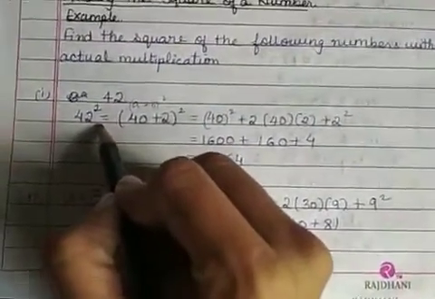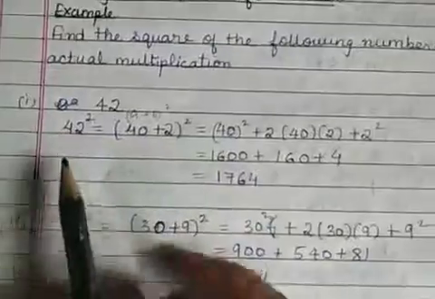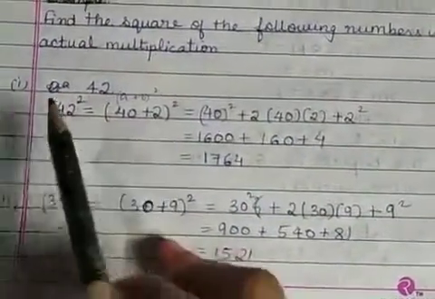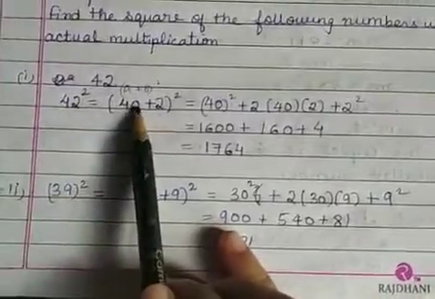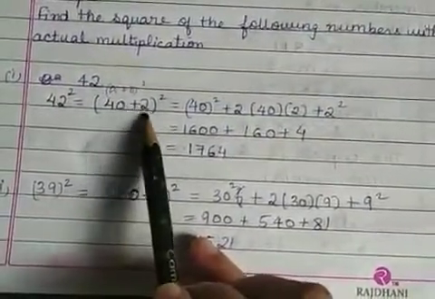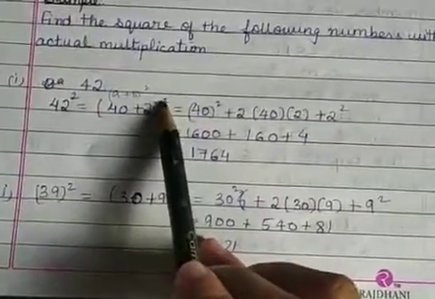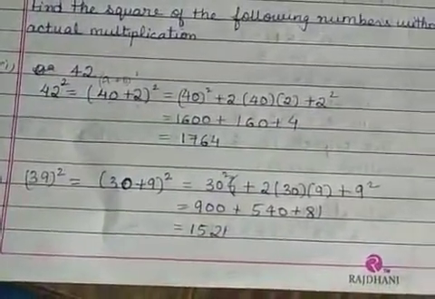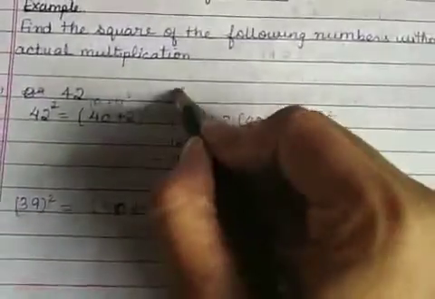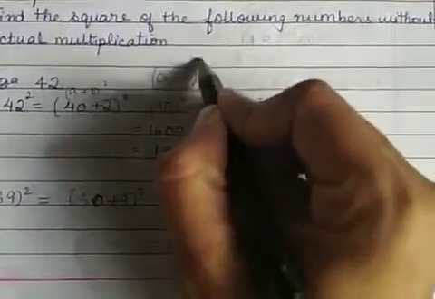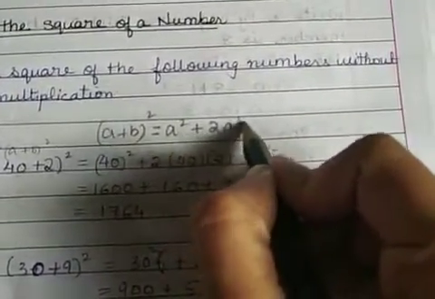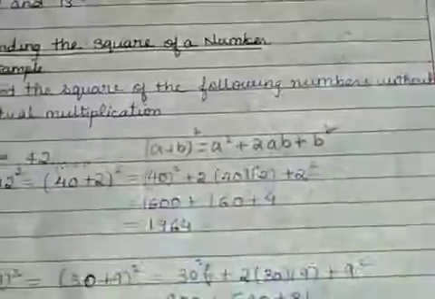To find the square of this number, what we do is write 42 as 40 plus 2, correct? 42 is nothing but 40 plus 2. So we write 42 as 40 plus 2 and take the whole square. Once we write this, we use the formula (a plus b) the whole square. And what is the (a plus b) the whole square identity? This is a square plus 2ab plus b square.